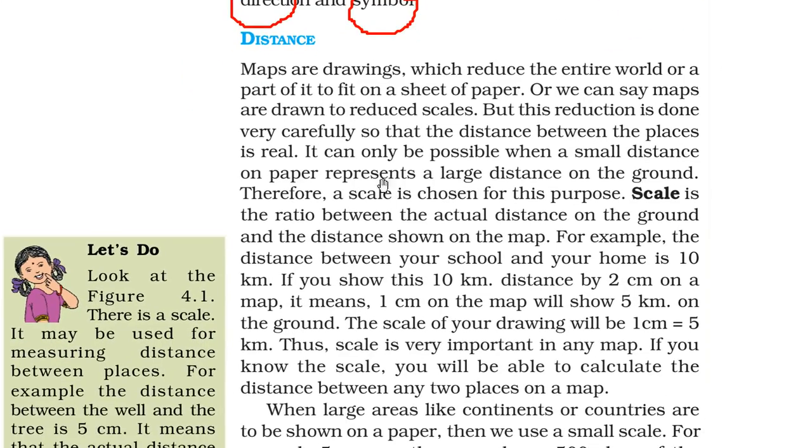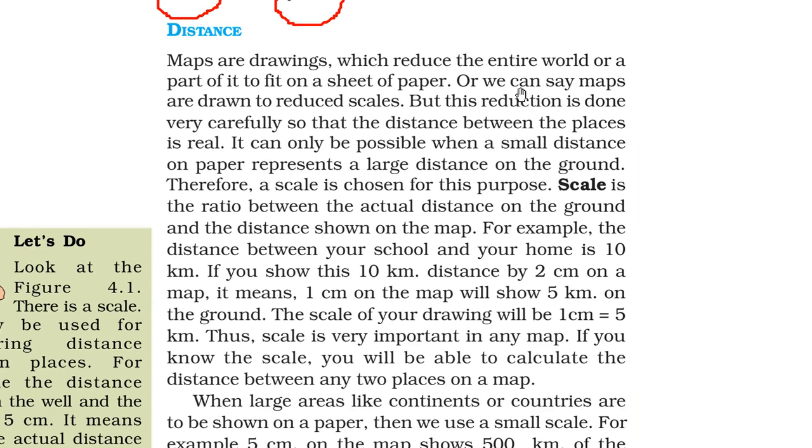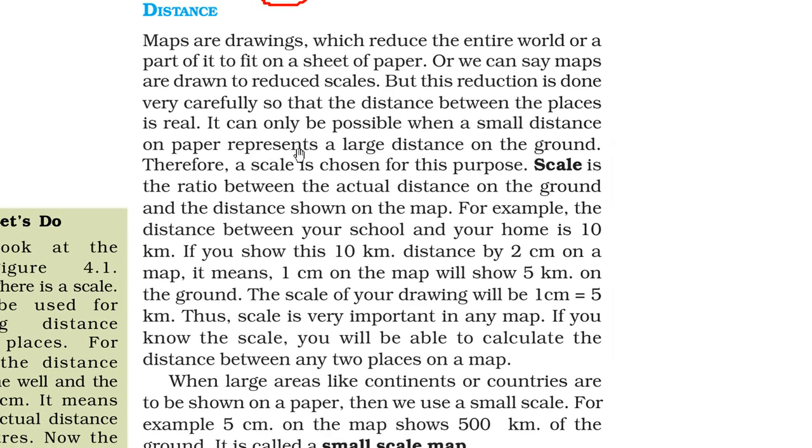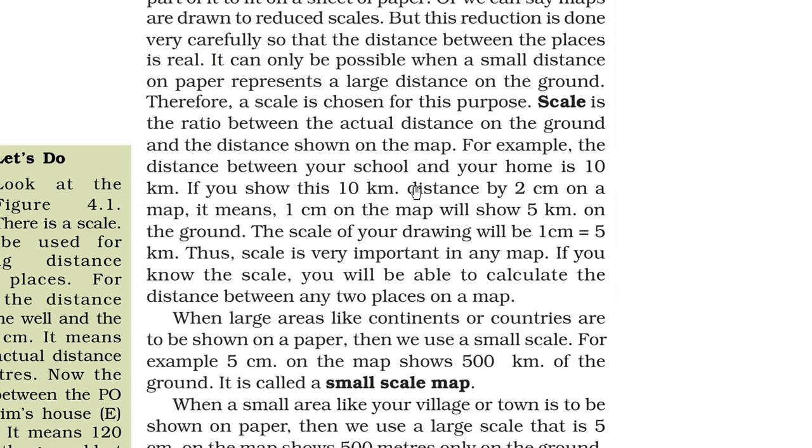So let us talk about the distance. Maps are drawings which reduce the entire world or a part of it to fit on a sheet of paper. You can also say maps are drawn to reduced scales, but this reduction is done very carefully so that the distance between the places is somewhat real. It can only be possible when a small distance on a paper represents a large distance on the ground. Therefore, a scale is chosen for this purpose.